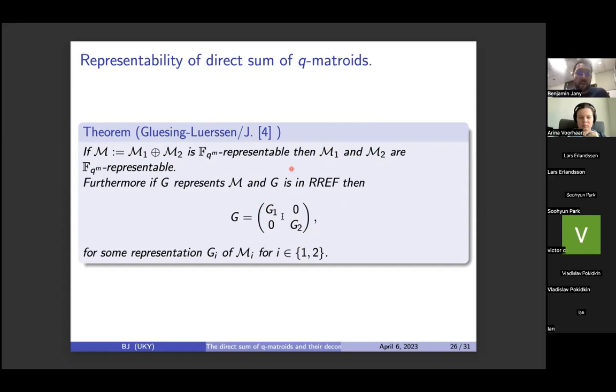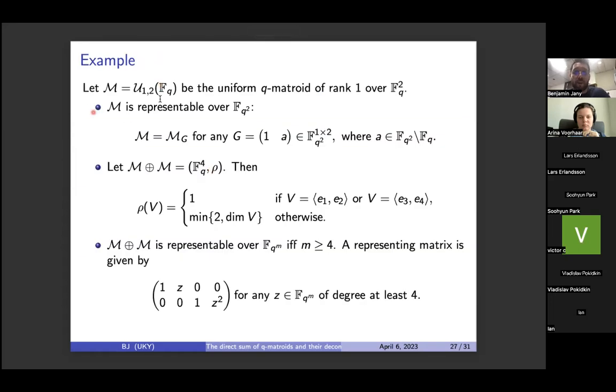Okay. And so using this, it gives us at least a starting step on figuring out whether the direct sum of representable q-matroids is also representable. So we'll see two examples. The first one, we can start with q-matroids that are representable. So here we'll consider the q-matroid to be the uniform q-matroid of rank 1. And this q-matroid is representable over F_{q^2}. And this matrix G gives a representation where you can choose any A to be in F_{q^2} as long as it's not in F_q.